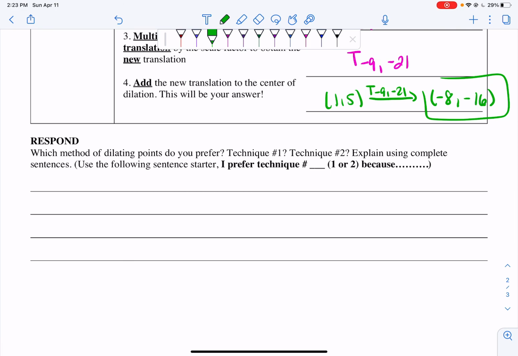So now on your edPuzzle, what I would like you to do is respond to the following prompt. Which method of dilating points do you prefer? Technique 1, Technique 2. Explain using complete sentences. Use the following sentence starter. I prefer technique number, then you're going to put 1 or 2, and then because.